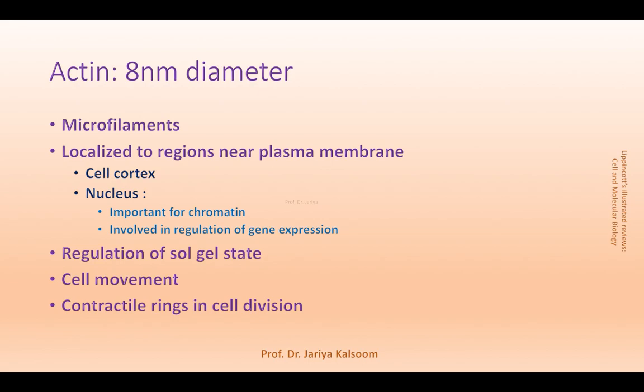Within a cell, actin is often localized to regions near the plasma membrane called the cell cortex. In the cytoplasm of non-muscle cells, actin regulates the physiological state of the cytosol, which is the liquid portion of the cytoplasm without organelles. Within the nucleus, actin filaments are important for chromatin and play a part in regulation of gene expression through epigenetics.